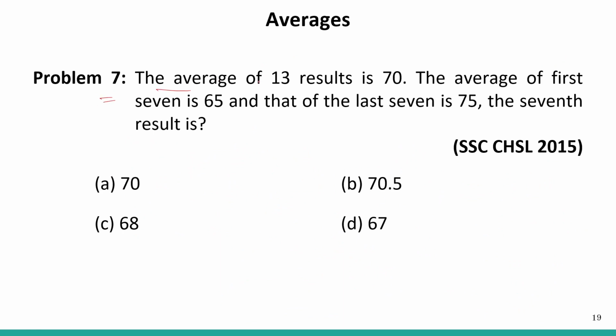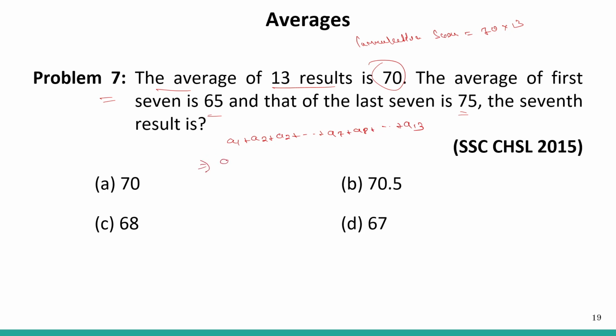So the average of 13 results is actually 70. So cumulative score is equal to 70 into 13, right? The average of the first 7 is 65 and that of the last 7 is 75. So the 7th result is what? So let the terms be A1 plus A2 plus A3 plus dot dot dot plus A7, then plus A8 plus dot dot dot plus A13. This is how they are here.